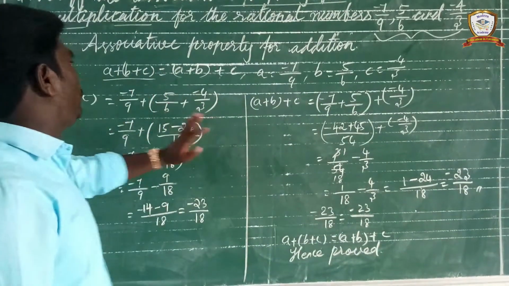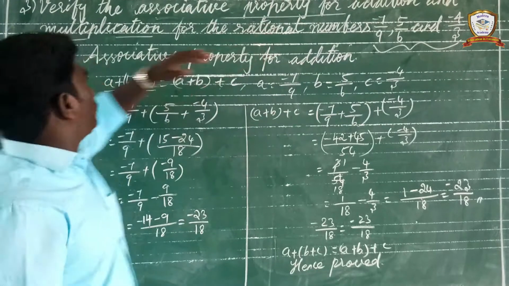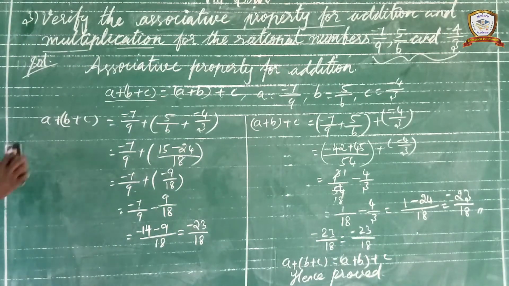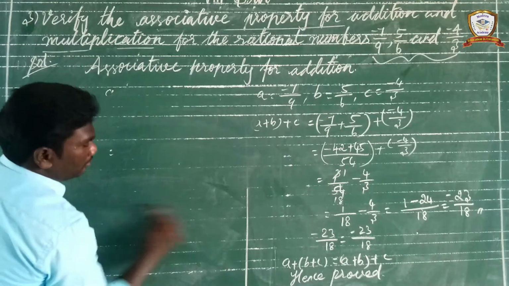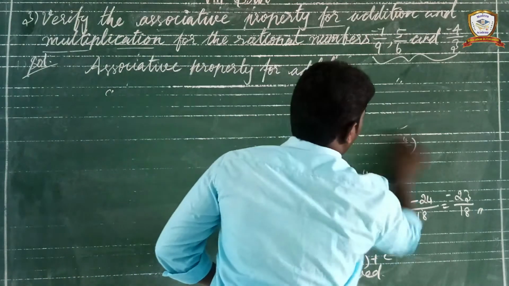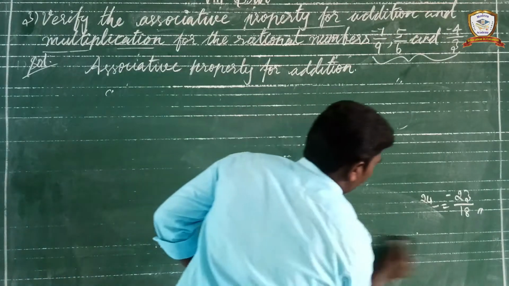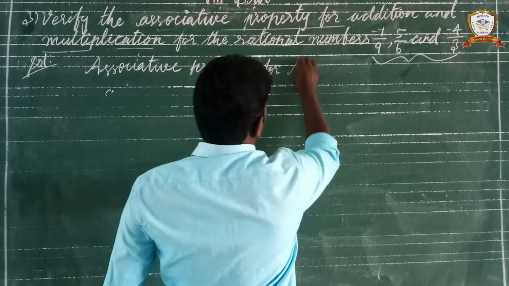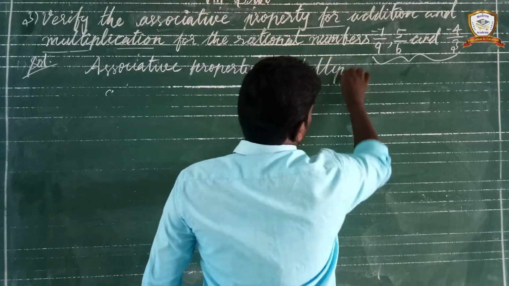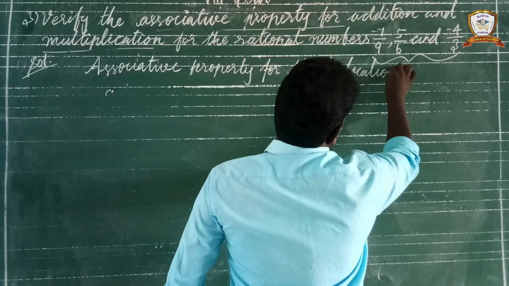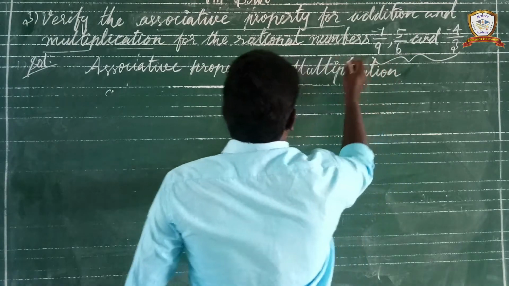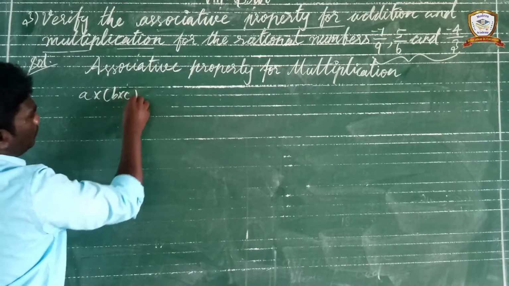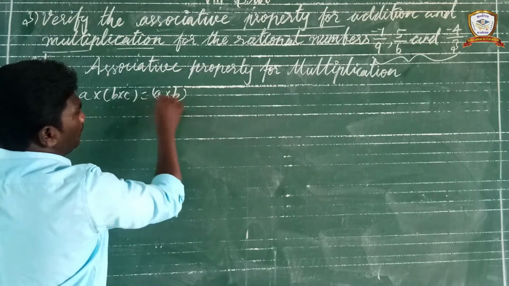So now the first verification is finished. That means the associative property for addition is finished. The next one is the associative property for multiplication. Listen carefully. What is the associative property for multiplication? A into B into C is equal to A into B into C.